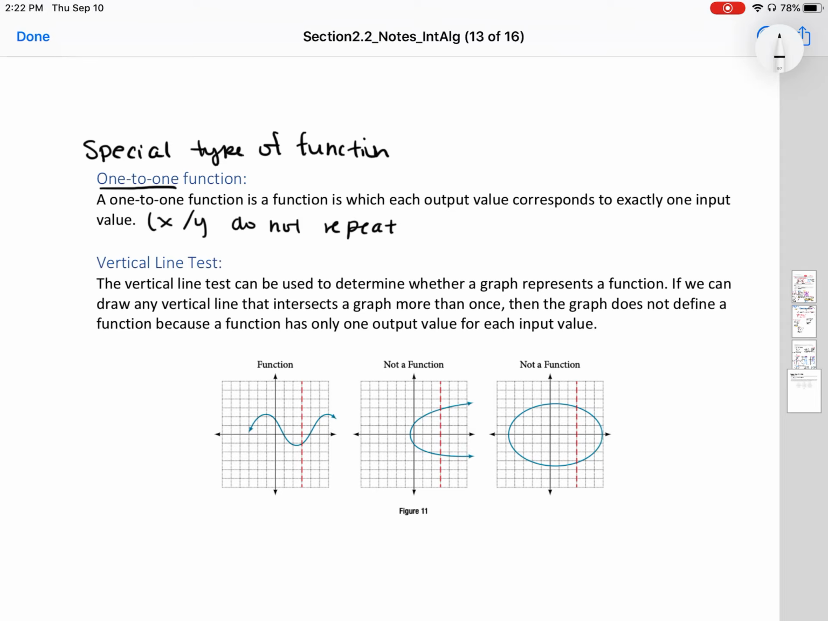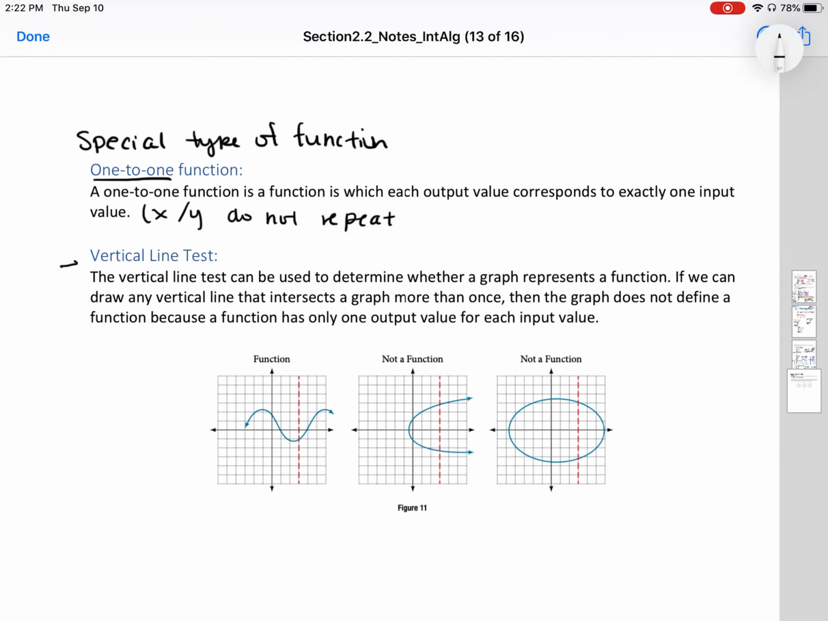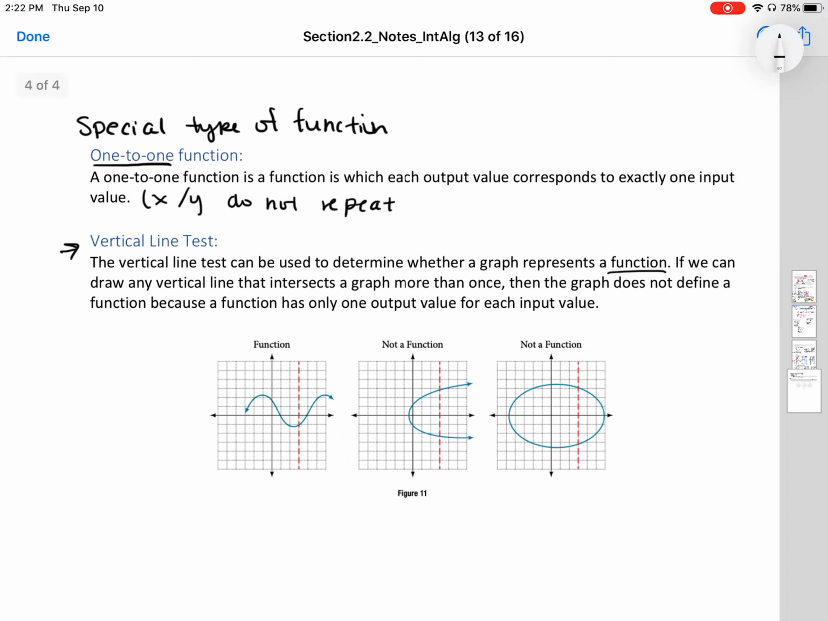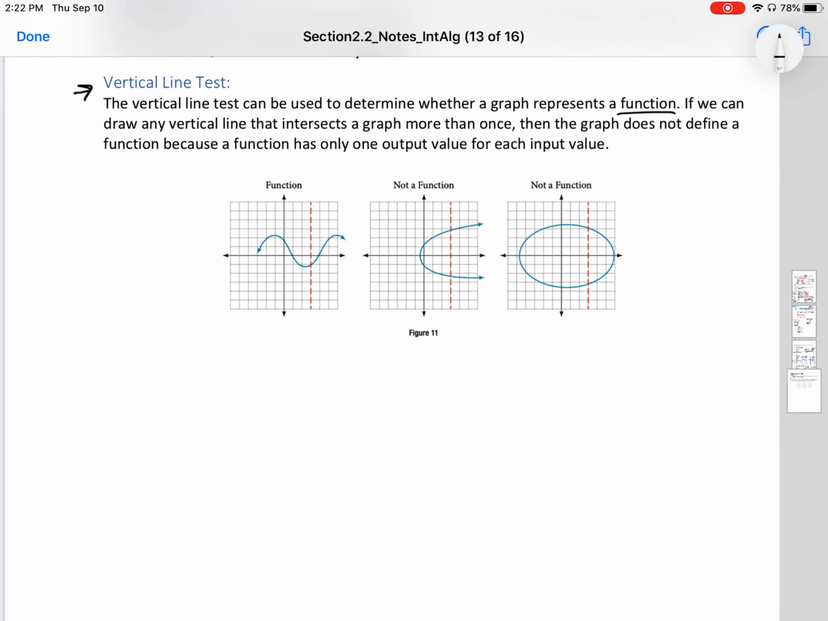Okay. Next, let's talk about the vertical line test. The vertical line test can be used to determine whether a graph represents a function. What is a function? Well, we talked about that at the very beginning, right? A function is a representation of x's and y's, where your y's can repeat and your x's can't. That's a function. Okay, well, we can test if a graph is a function without having to look at their input and output values so closely.